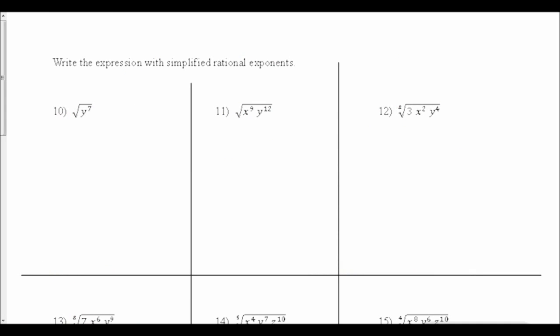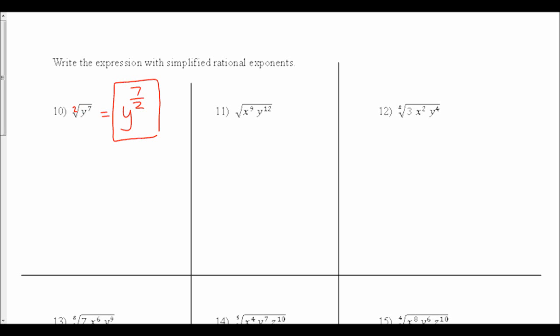On the back of this, we're to write the expression with simplified rational exponents. So on this side of the paper, we're starting with the radical form, and we need to write it with rational exponents. We need to remember that if in number 10 I have a square root, that means my index is a 2. So when I rewrite this, I will have y to the 7/2 power. I can't simplify 7/2, so that's all done.